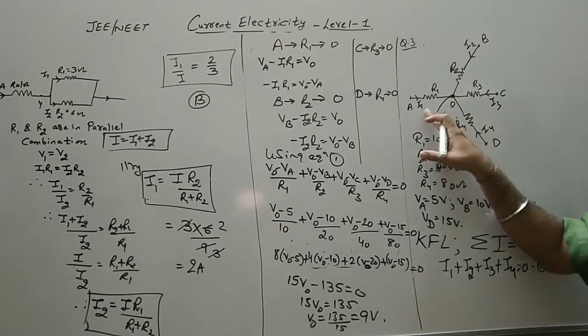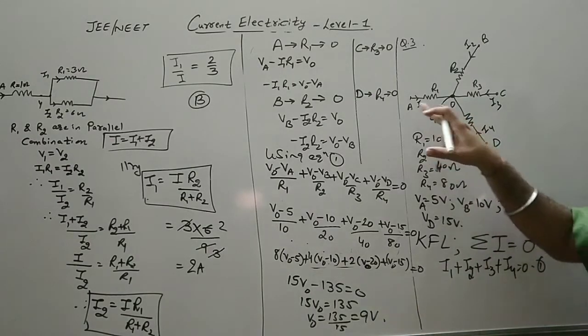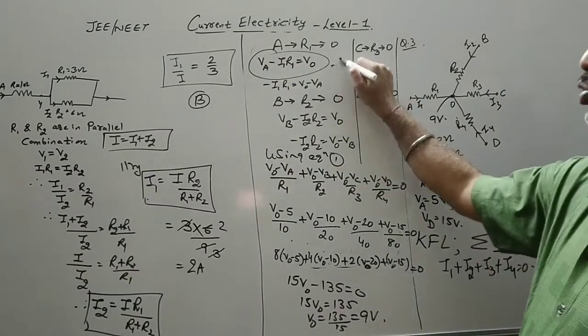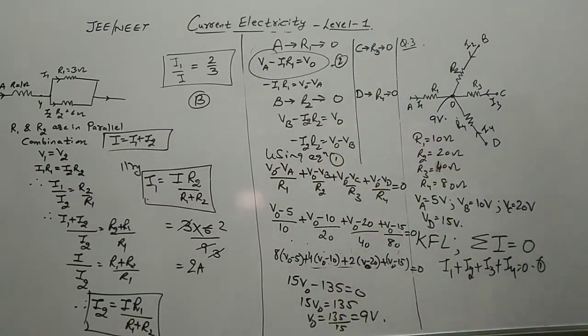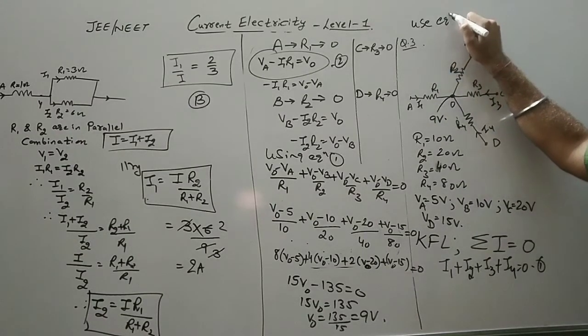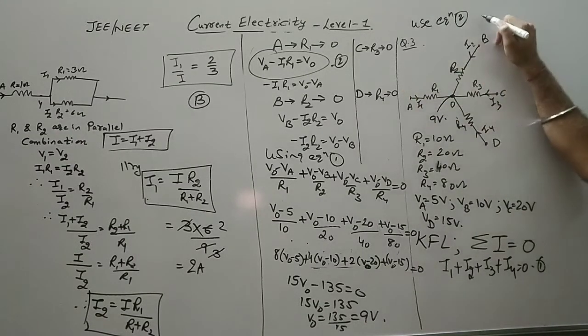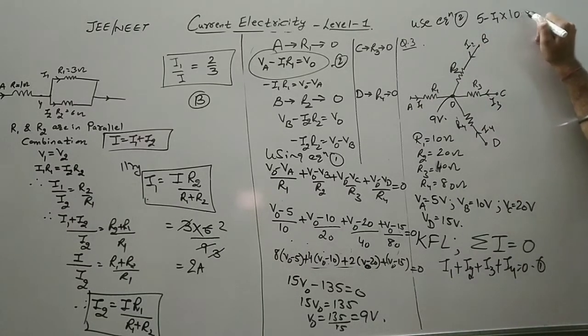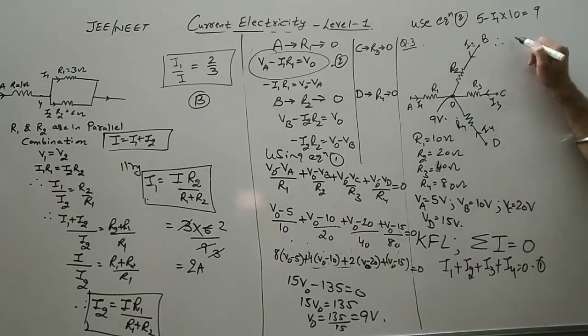We need to find out the value of I1 also. So we use this equation. Let us name this equation as 2. So using equation number 2, VA, that is 5 minus I1 multiplied by 10 is equal to 9. So therefore 5 to this side, so minus 10 I1 is equal to 4.